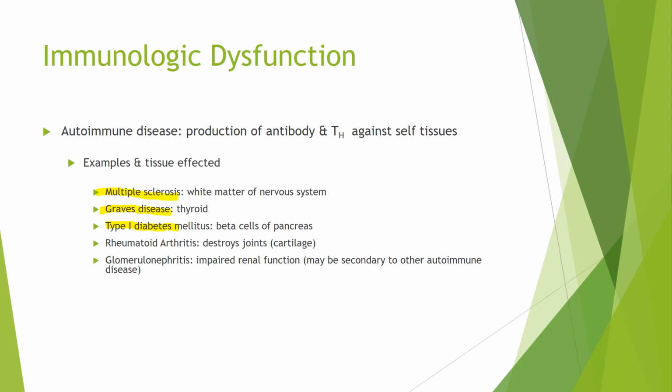Type 1 diabetes mellitus will attack beta cells of the pancreas, and type 1 was that juvenile diabetes, commonly referred to as that. Rheumatoid arthritis is where the joints are being attacked, and it's very painful because you're not able to move your joints as you used to. And then glomerular nephritis, this is where we have renal function that's being attacked, and so ultimately can cause kidney failure as well.